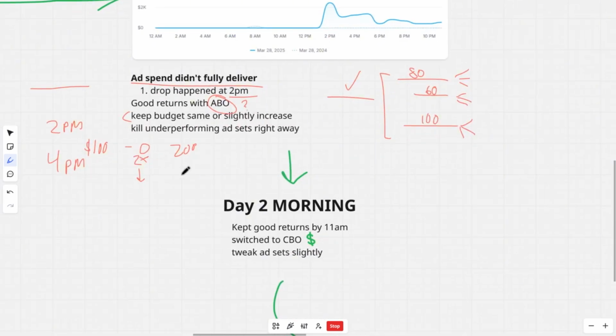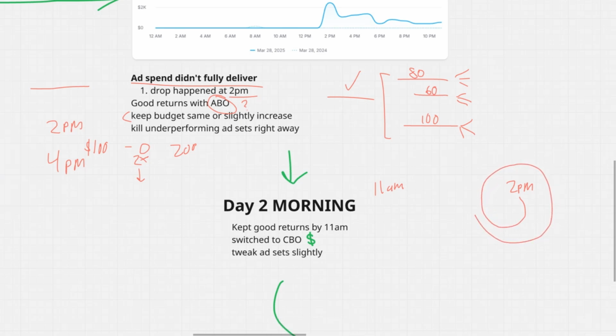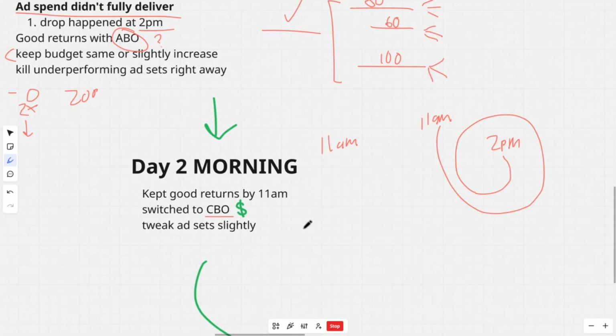So what did I do the next morning? I checked at 11 a.m. to see if the returns were good. Why 11 a.m.? Because I wanted the ads to have enough data and spend in them in order for my changes to make sense. So if that is our clock, that's how I think of it in my head, right? So it had that much time cycle. That's why I picked 11 a.m. Returns were good. Everything was looking good. I switched to CBO. All right, what is CBO? This is where you start making some good money.